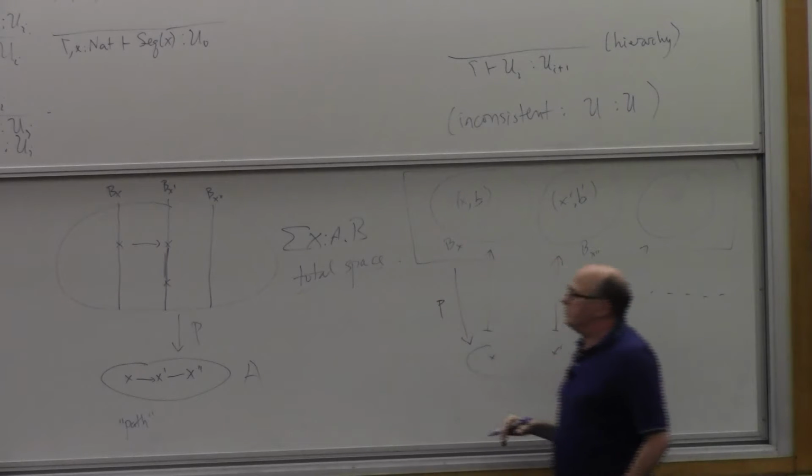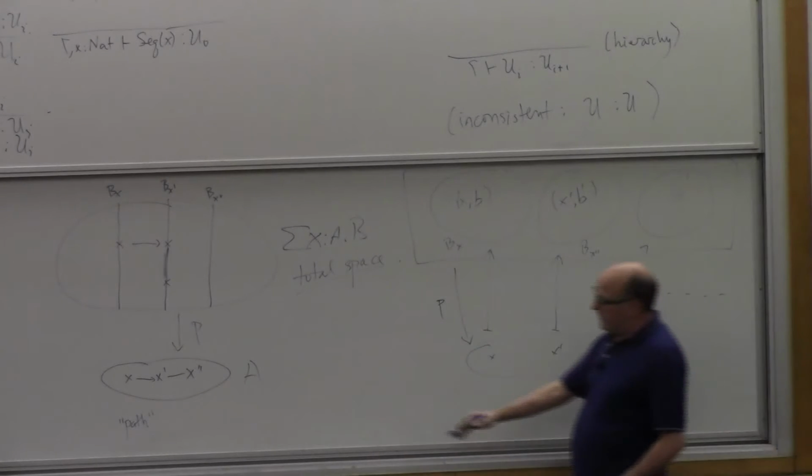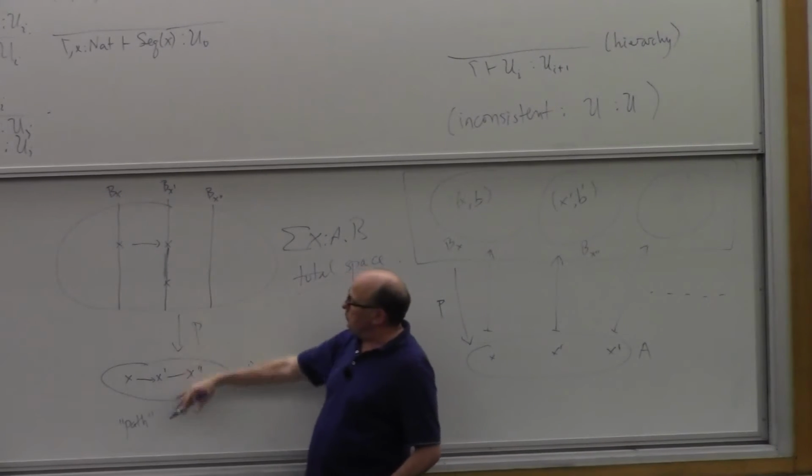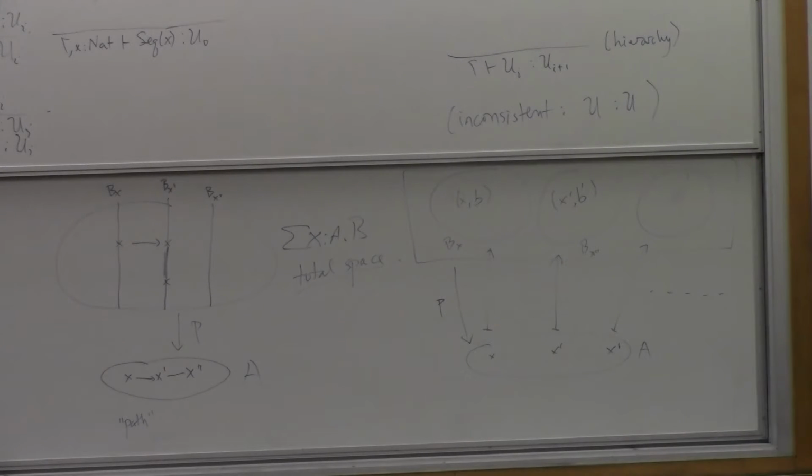Okay, so it sort of factors it into a horizontal and a vertical part. Okay, so that's what's going on. So the idea is that the path is being lifted into the total space. Okay, so that's the path lifting property. So we'll get back to that later.